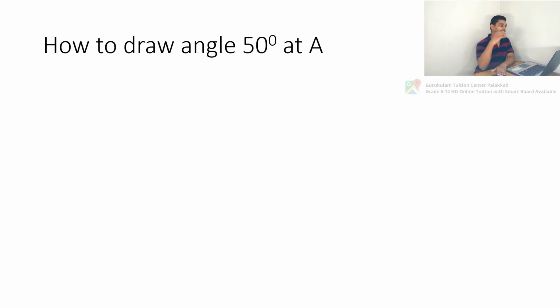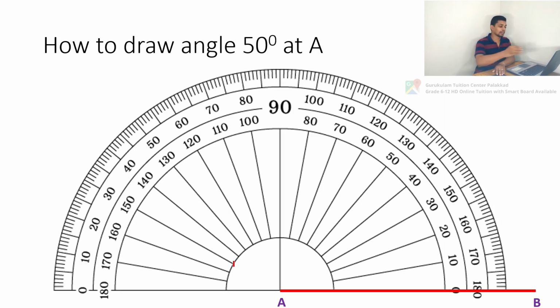Then let's check how to draw a 50 degree angle at a point A. First of all, we have to draw what? A line or ray, right? So we are drawing a line here. Now we have to name that line, so we are naming it AB. We are going to draw 50 degrees at the point A. So place the protractor's origin over A. We have placed the protractor's origin over A.